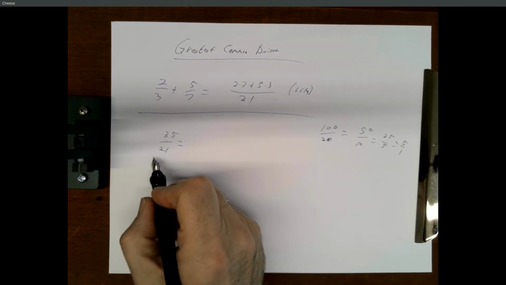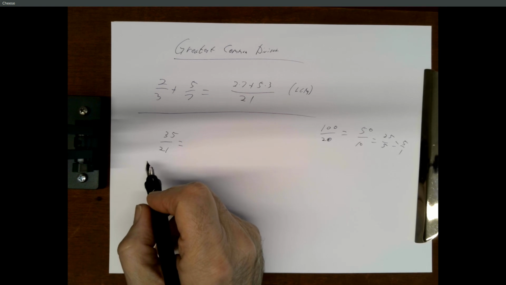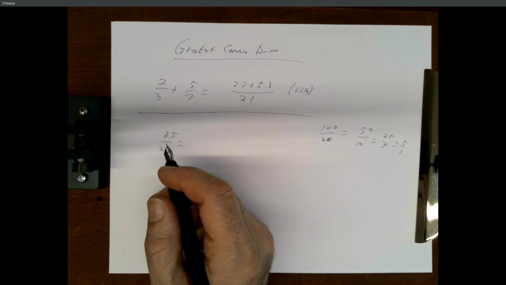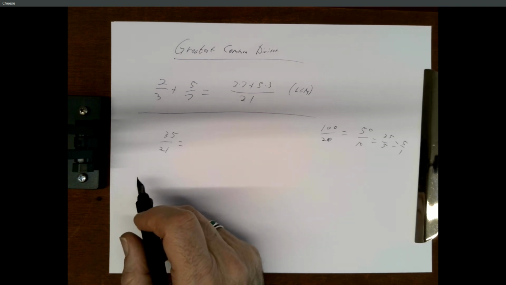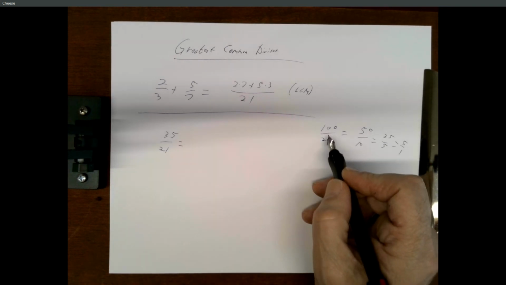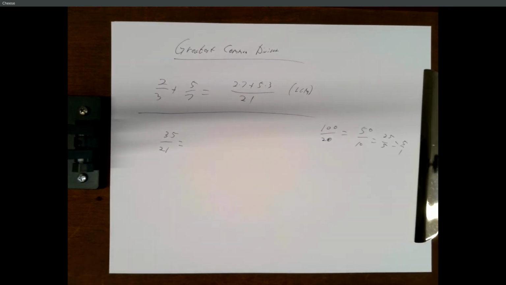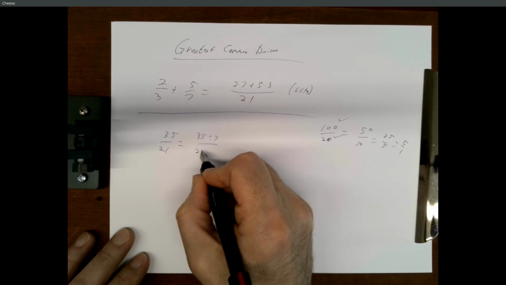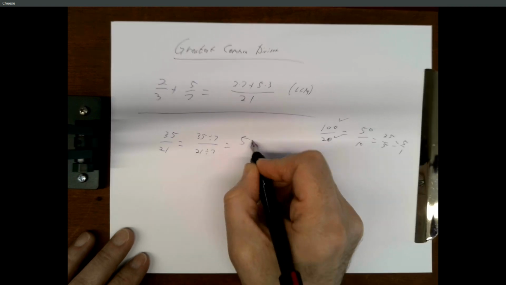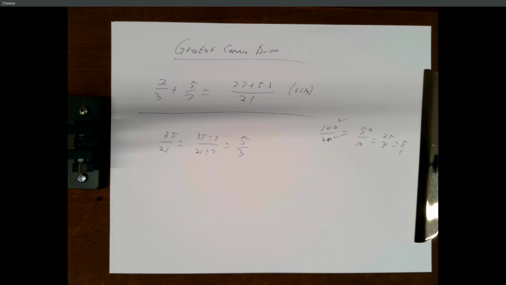So what do we divide the top and the bottom by here to get a simple form? 7. Why 7? It's the biggest thing that divides both the top and the bottom, right? Here we divided by 2, well that's perfectly fine, but it doesn't get us the simplest form. To get the simplest form, we need to divide the top and the bottom by the biggest thing that divides both of them. Okay, that's the greatest common divisor. So 35 divided by 7 over 21 divided by 7, that gets us to 5/3.